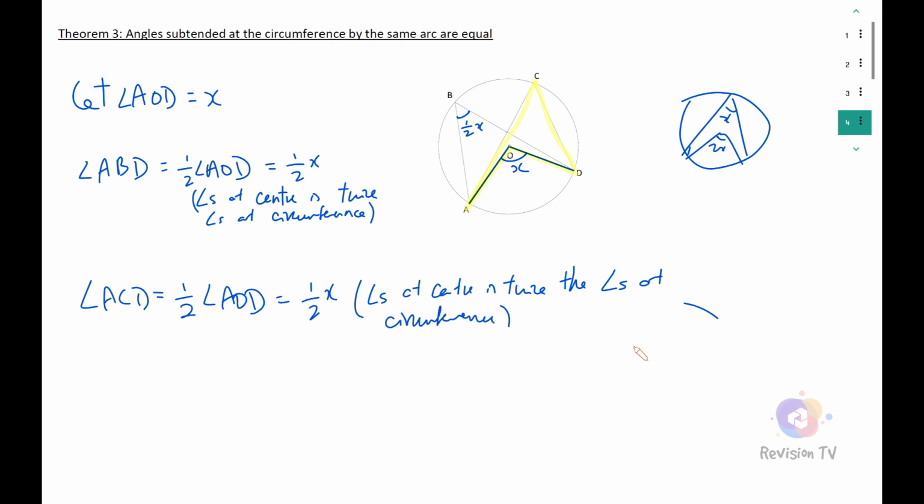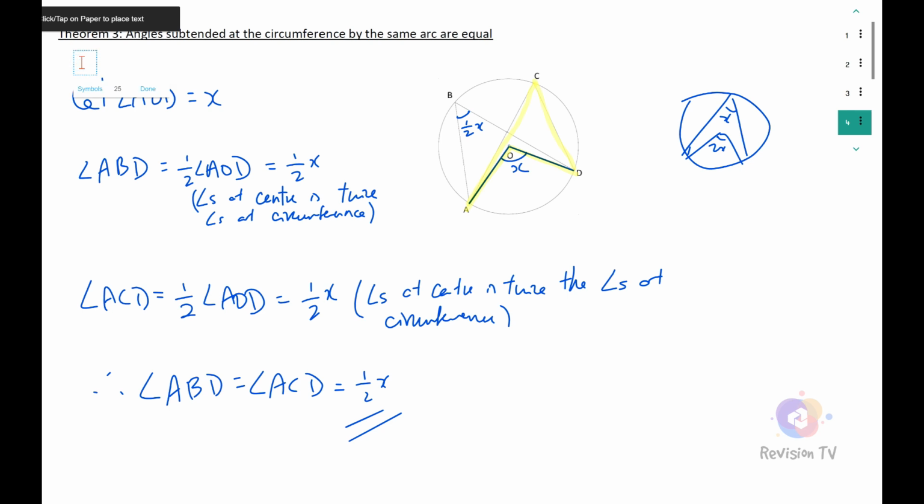Right? So therefore, what it means is that angle ABD equals angle ACD, which are both equal to half x, and therefore we're done. We've proven both of these: angle ABD is the same as angle ACD. Sorry if I didn't give you the aim in here. So the aim is to prove that angle ABD is the same as angle ACD.